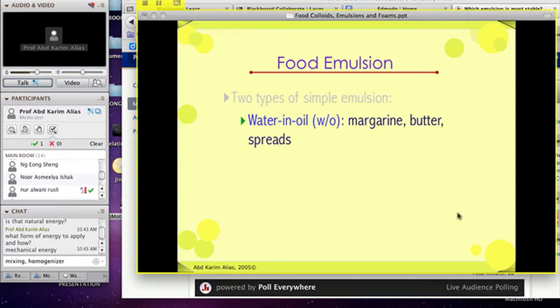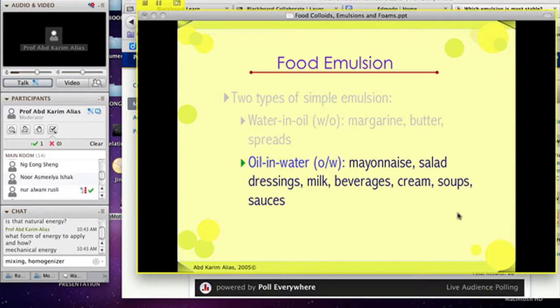Basically there are two types of simple emulsion: water in oil, or W/O, for example margarine, butter, and spread. This is an example of small water droplets dispersed in the continuous oil phase. And we also have oil in water, O/W, with examples like mayonnaise, salad dressings, milk beverages, cream, soups, and sauce.